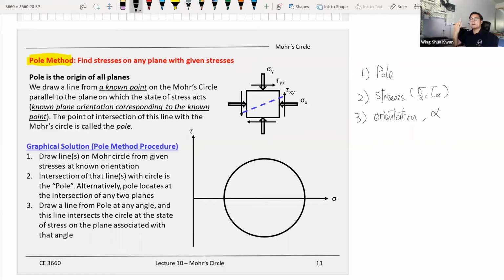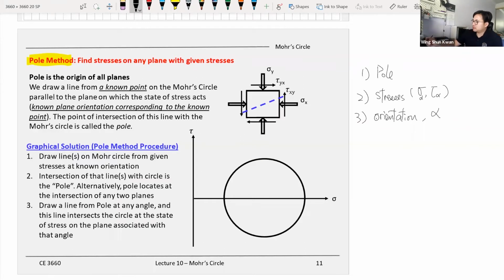So that's three pieces of information for a given Mohr-Circle, or for any plane or any loading. When you're loading on a piece of soil element or concrete element, you should have three pieces of information on the Mohr-Circle: the pole, the stresses, and also the orientations of the plane. Because when you load on it, you can represent the loading at any plane. On the planes, you have the stresses, and you also have the orientations, which is the angle alpha. And the hidden information is the pole.